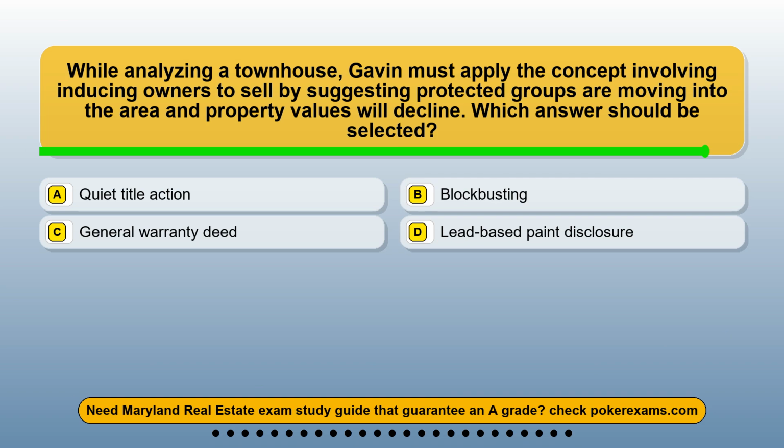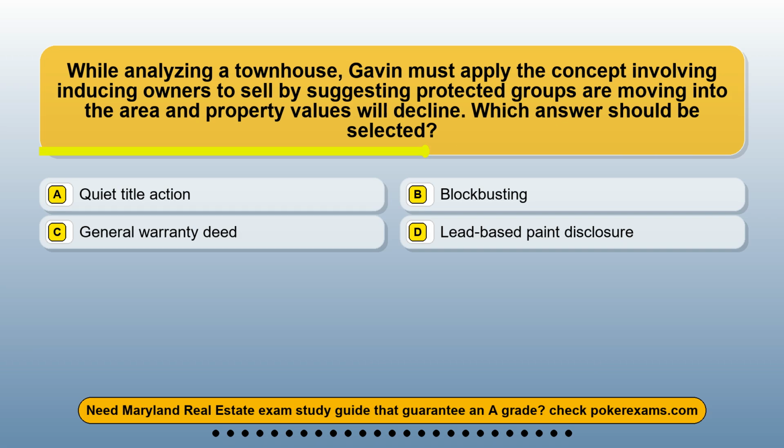Question 24. While analyzing a townhouse, Gavin must apply the concept involving inducing owners to sell by suggesting protected groups are moving into the area and property values will decline. Which answer should be selected? Option A, quiet title action. Option B, blockbusting. Option C, general warranty deed. Option D, lead-based paint disclosure.